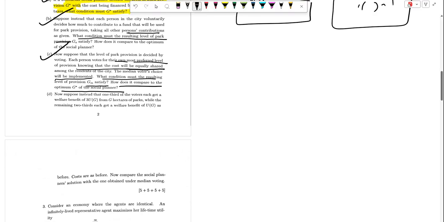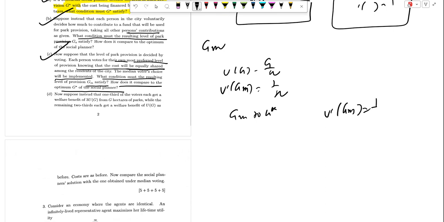Okay, so let's get to the solution now. Let the median voter's choice be G_M. The median voter maximizes utility U(G) minus G by N, so U'(G_M) will be equal to 1 by N. Comparing G_M to G star, U'(G_M) is 1 by N and U'(G star) equals 1 by N. So G_M equals G star. The median voter's preferred level of provision is the same as the utilitarian social planner's optimum level.